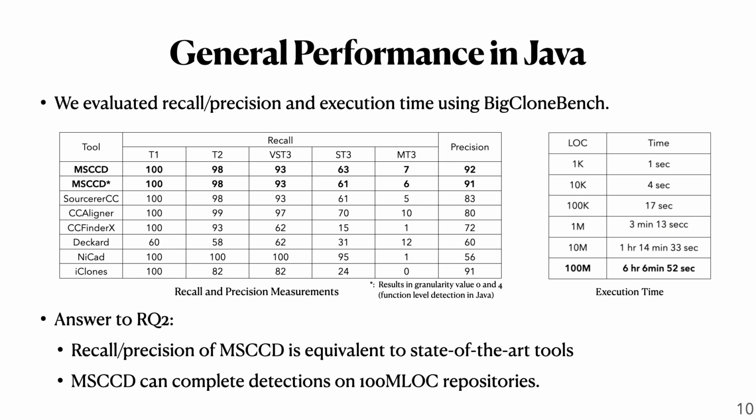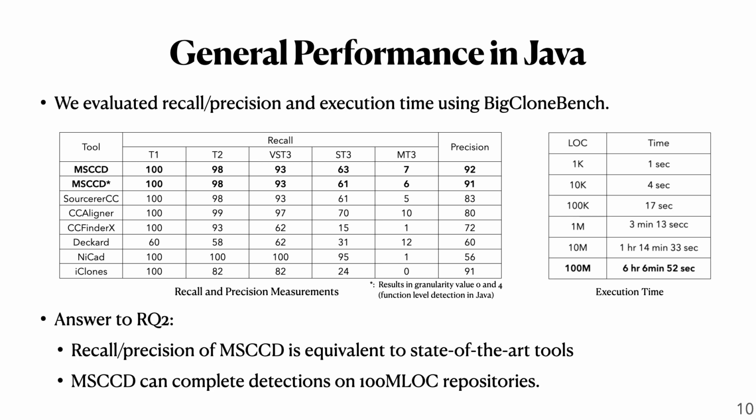Because MSCCD is based on the parser generated by the general tool and we didn't provide any optimization for any language, we used the existing benchmark BigCloneBench to evaluate the general performance of MSCCD. As a result, MSCCD has an equivalent recall and precision with state-of-the-art tools. When only considering the reported pairs in granularity values 0 and 4, MSCCD can be regarded as a function-level detection tool for Java. At this time, MSCCD also reported an equivalent recall with the other tools.